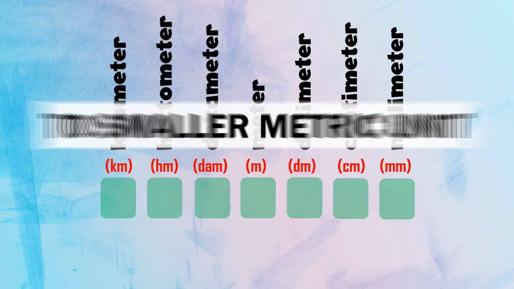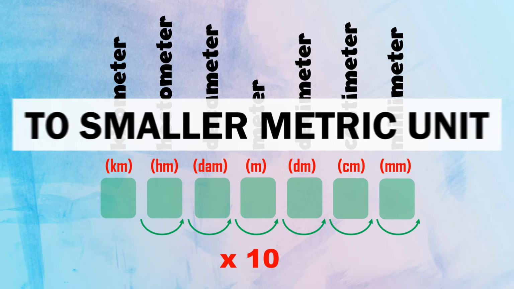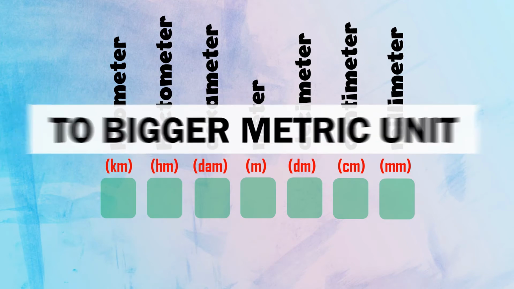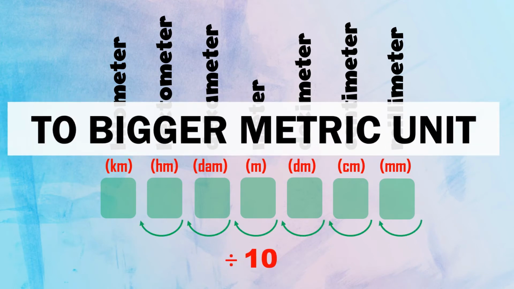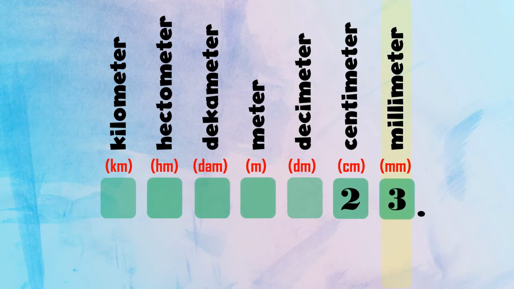You can convert to the next smaller metric unit by moving the decimal point to the right, which is equivalent to multiplying by 10. And you can convert to the next bigger metric unit by moving the decimal point to the left, which is equivalent to dividing by 10. Example, 23 millimeters is the same as 2.3 centimeters, and the same as 0.23 decimeters, and also 0.023 meters, and so on.